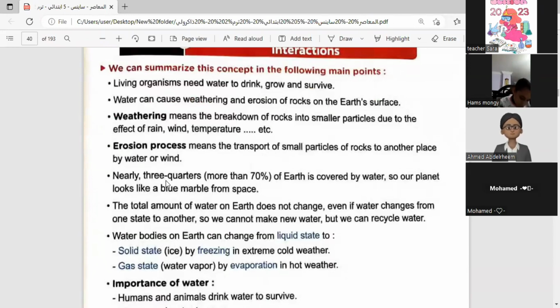Nearly 3/4, more than 70% of Earth is covered by water, so our planet looks like a blue marble from space.